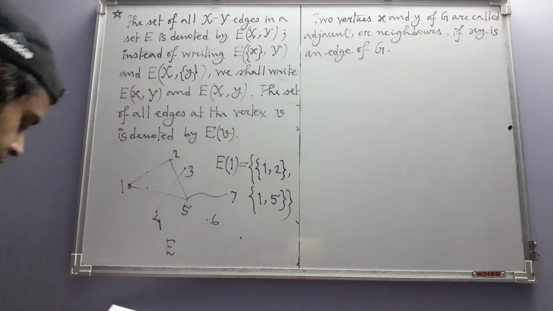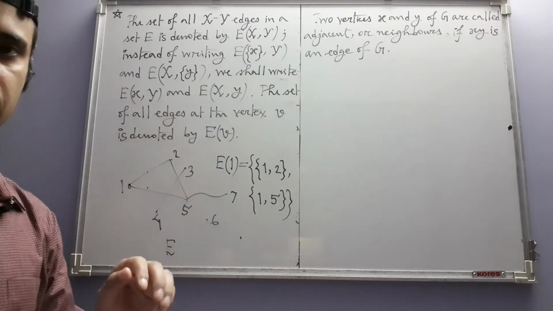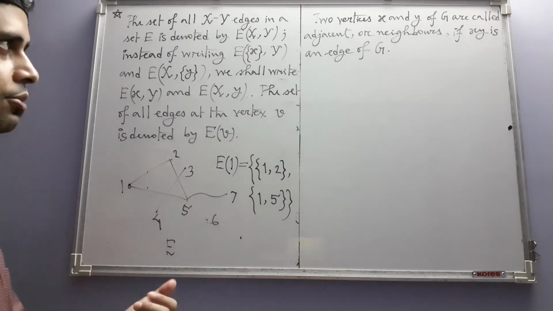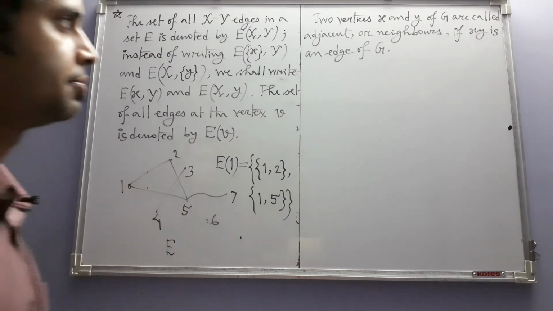So if two vertices are joined by an edge, or if they form an edge in the graph, then they are said to be adjacent, or they are said to be neighbors.